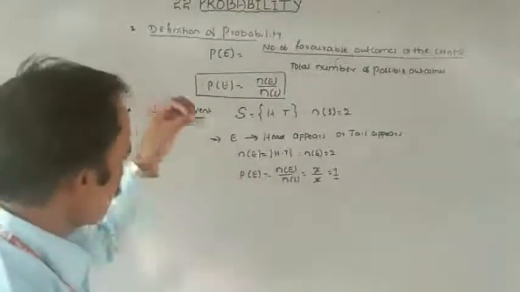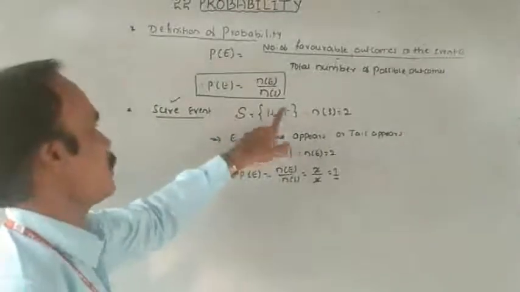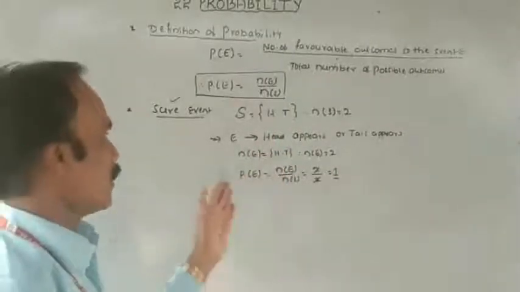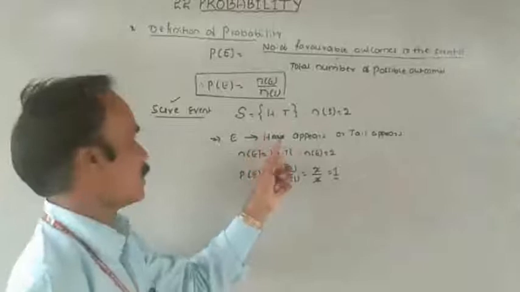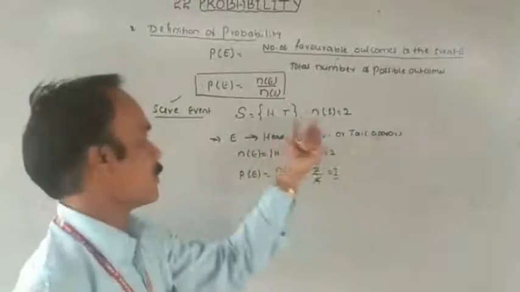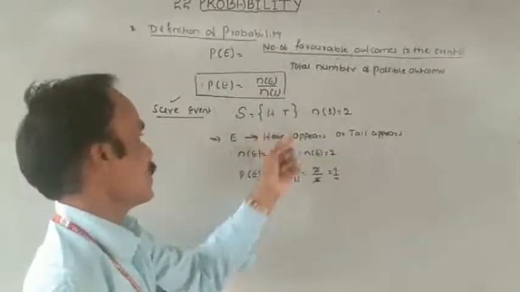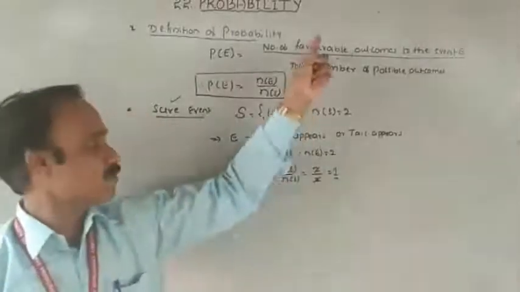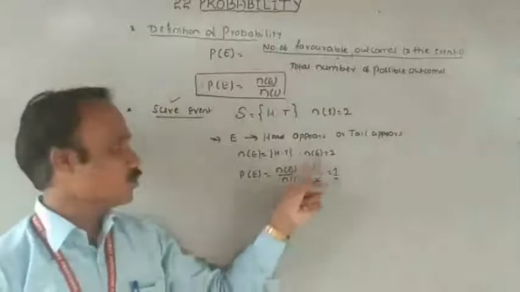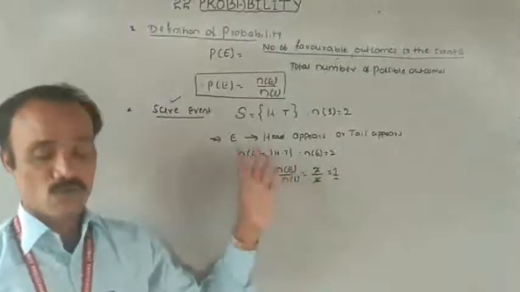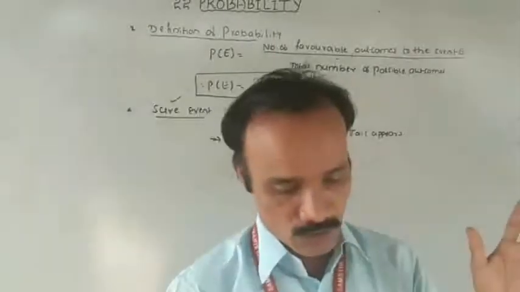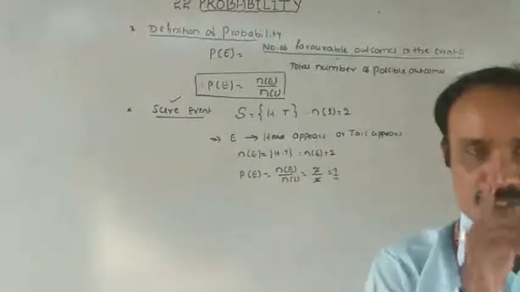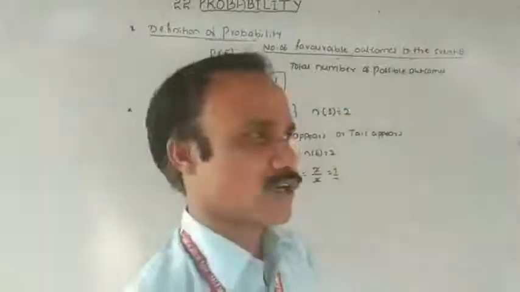Why? Because compulsorily either head appears or tail appears. Anyone will get, no problem. Either head or tail. So the condition here is head appears or tail appears. So once again you write H and T. Therefore n(E) is equal to 2. P(E) is equal to n(E) divided by n(S), 2 by 2, that is equal to 1. So what is the meaning of sure event? Sure event means an event which always happens.